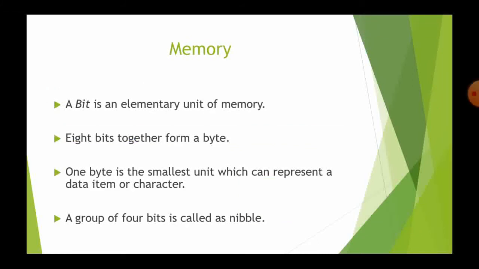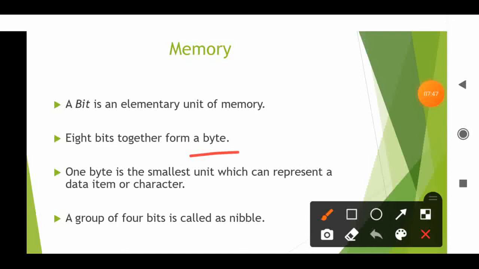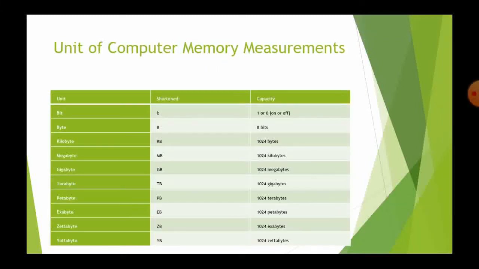A bit is an elementary unit of memory. 8 bits form a byte. So 1 byte equals 8 bits. A byte is the smallest unit which can represent a data item or a character. A group of 4 bits is called a nibble. A group of 8 bits is called a byte. Okay, now we'll see the units of computer memory and measurement.